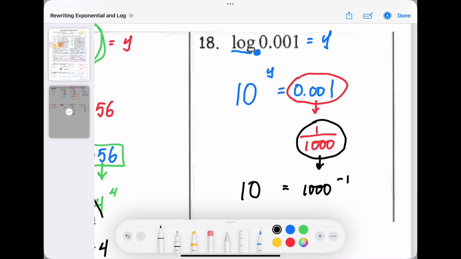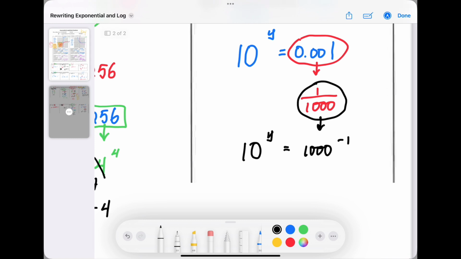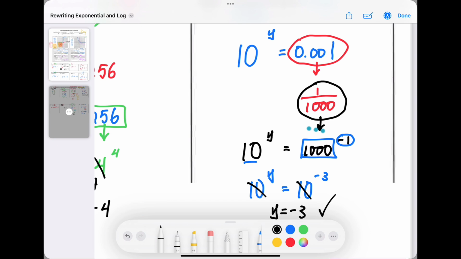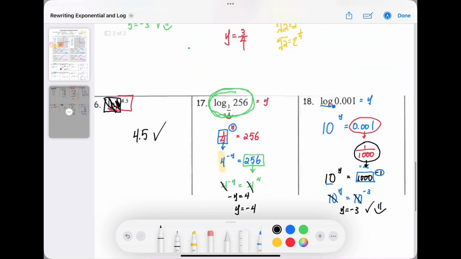So what is that telling me? 10 to the power y is equal to 1,000 to the negative 1. All about the base. The base is 10, so I need to rewrite this guy. So 1,000 is equal to 10 to the power 3. But don't forget, times negative 1, so that will be a negative 3. And what do we say? Base the same, cancel out. So y is equal to negative 3. Ooh la la, love it, love it, love it.